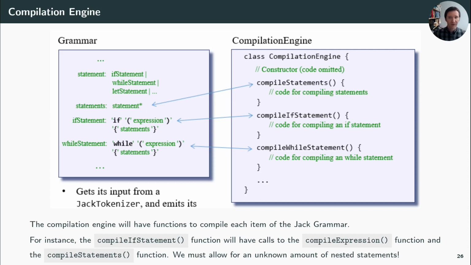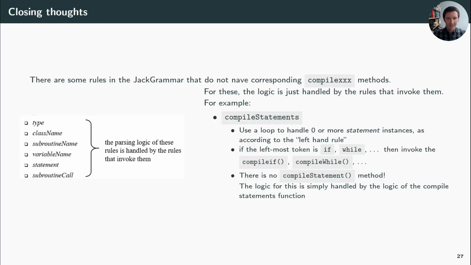And compile statement, of course, it's going to call other various functions within that. So each function is going to compile each item of the Jack grammar. And that's kind of what I just talked about right there. There are some rules in Jack grammar that do not have a corresponding method. Those are kind of shown on the left, and for these the logic is quite simply just handled by the rules that you invoke. So for instance, compile statements. That is going to use a loop to handle 0 or more statement instances according to the left-hand rule.